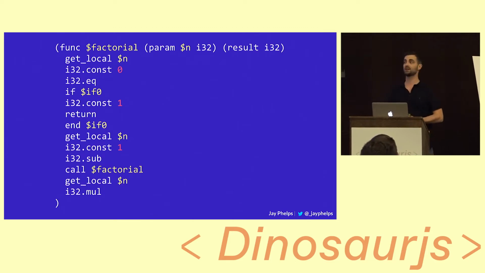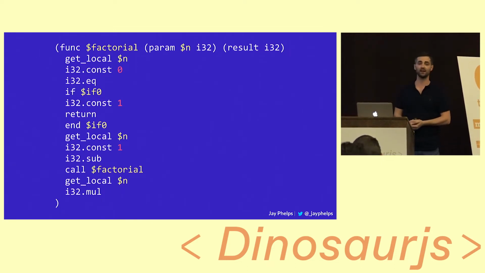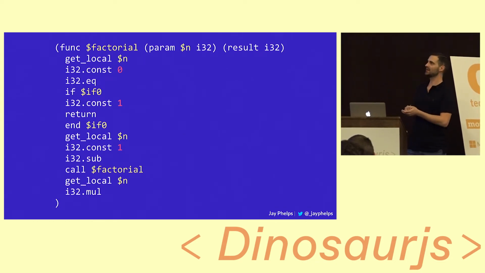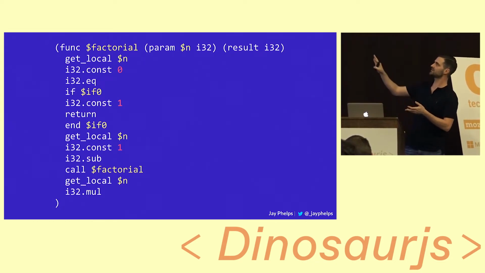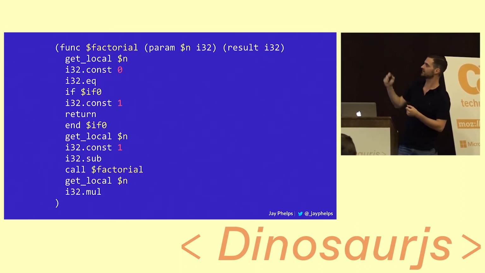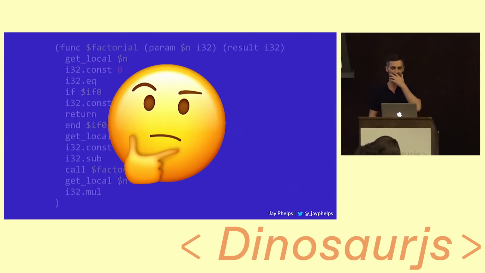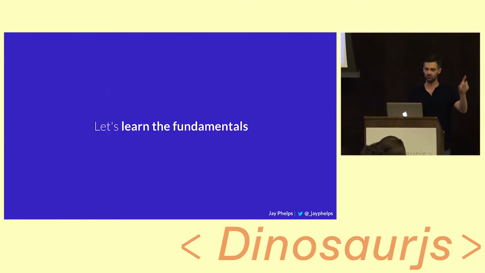use a textual representation. So this is the WebAssembly textual representation of that factorial function, that binary we were looking at. While it may not be immediately obvious what's going on, it seems a little more familiar, right? You're seeing get local, there's a conditional, you can see the if statement there. Okay, maybe I could learn that. So let's do that right now. Let's learn the fundamentals of what WebAssembly is.